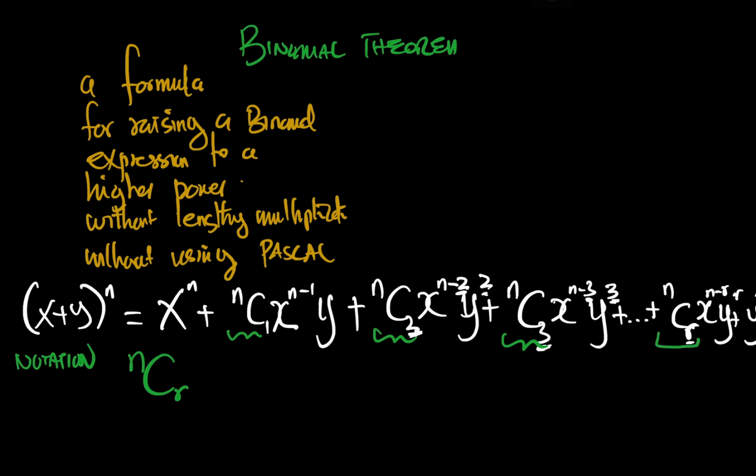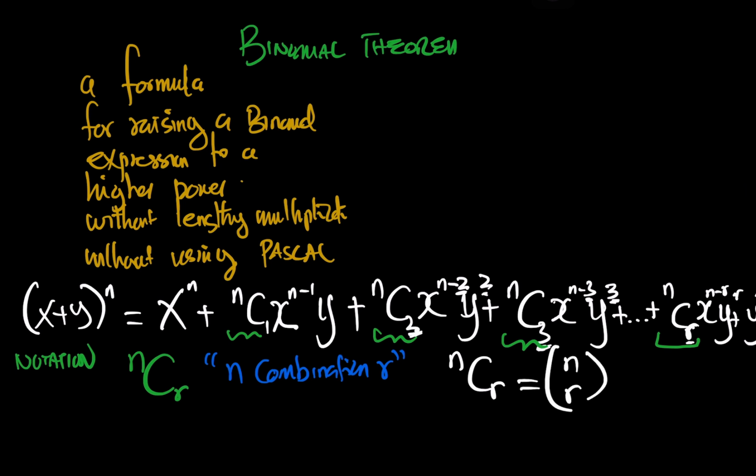nCr is known as n combination r. That's how you read it. n combination r. All right. And another way of writing this n combination r is the same as saying n r, like this. It's the same thing. Anytime you see n r like that, not a vector, but in that shape or form, then we are still talking about the notation n combination r.